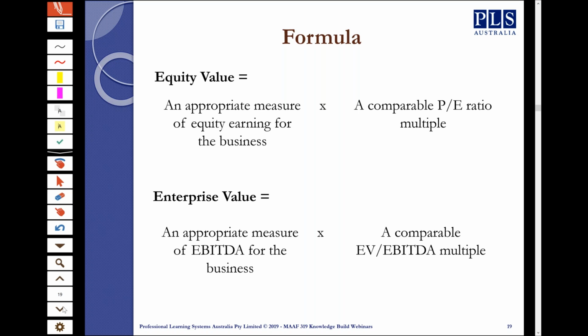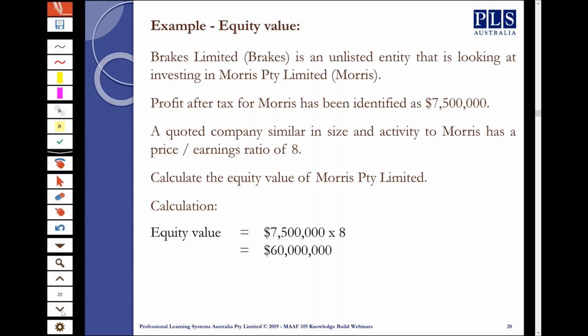Enterprise value: take an appropriate measure of your EBITDA and multiply it through by a comparable EV on EBITDA. So these are simple calculations, provided you understand what they've asked for and what variables you are drawing on. With respect to an equity value, Brakes Limited is an unlisted entity that is looking at investing in Morris.